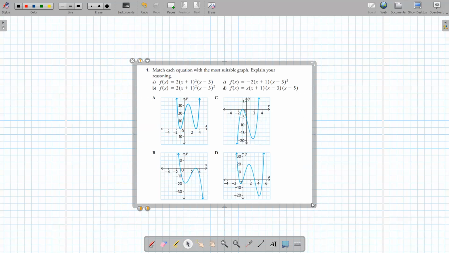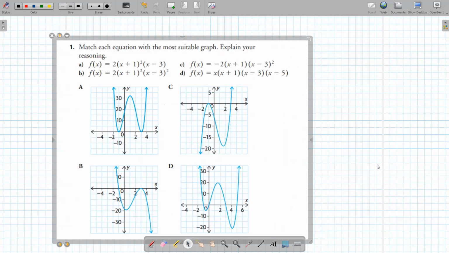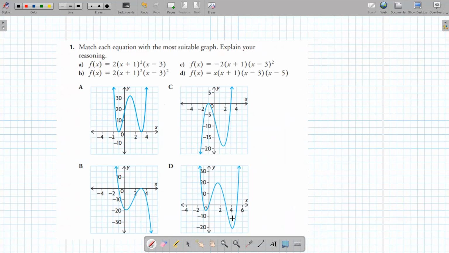All right, let's keep this up. Match this with that. Let's look at graph A. What's the degree? 4, right? Degree 4. So which one is it, A, B, C, or D? Which one fits the bill? Degree 4, and the leading coefficient is positive because it's opening upwards. What do you think between A, B, C, and D?